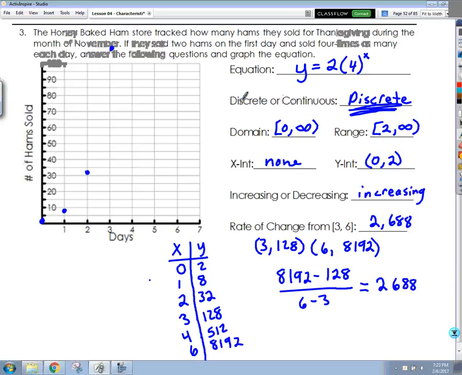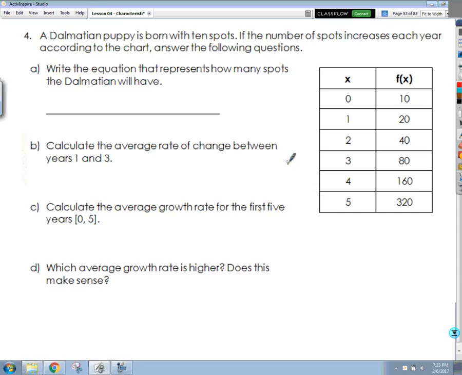Number 4. Okay, a Dalmatian puppy is born with 10 spots. If the number of spots increases each year according to this chart, answer the following questions. Write an equation to represent how many spots a Dalmatian will have. So, starting is going to be 10, and we look like we're doubling it every time. So, y equals 10, doubling it every time, to the x.